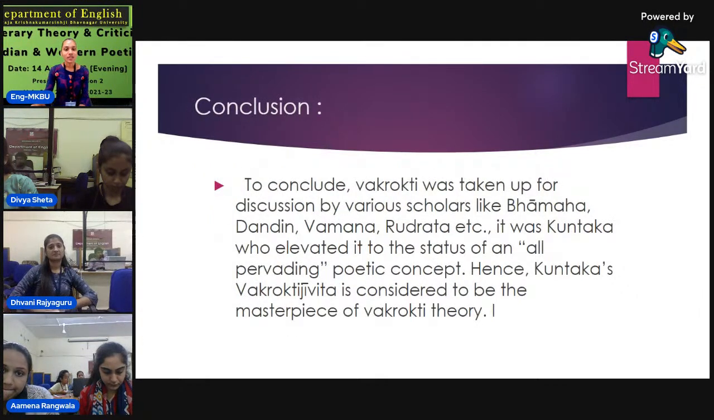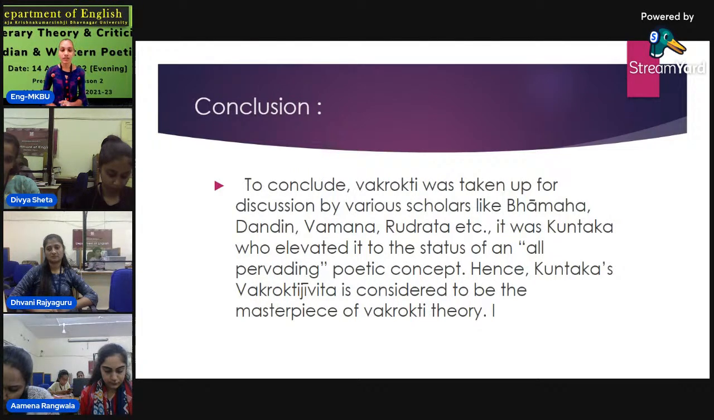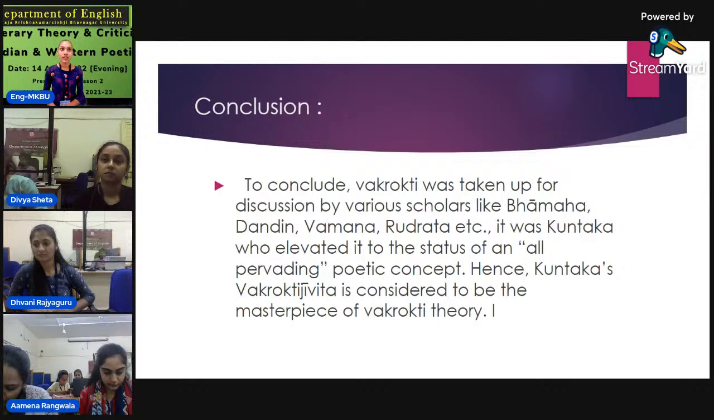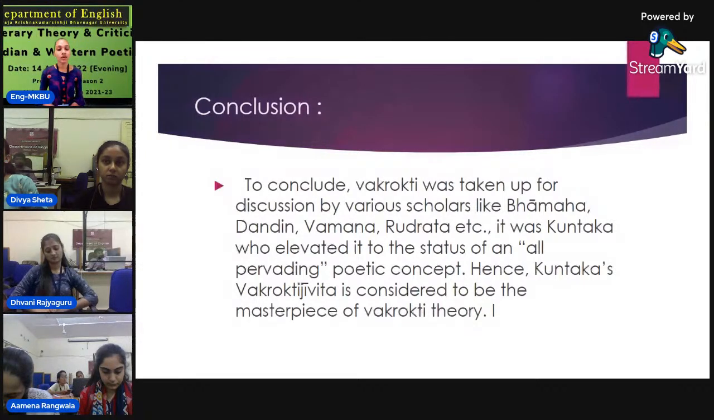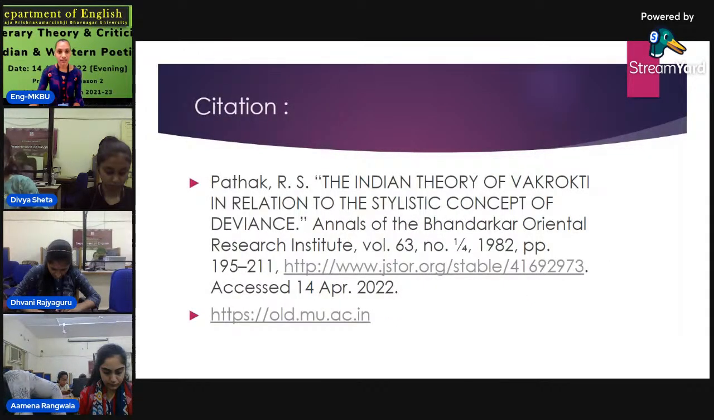Then conclusion. To conclude, Vakrokti was taken up for discussion by various scholars like Bhamaha, Dandin, Vamana, and Rudrata. It was Kuntaka who elevated it to the status of an all-pervading poetic concept. Kuntaka's Vakrokti Jeevitam is considered to be the masterpiece of Vakrokti theory. Then citations.